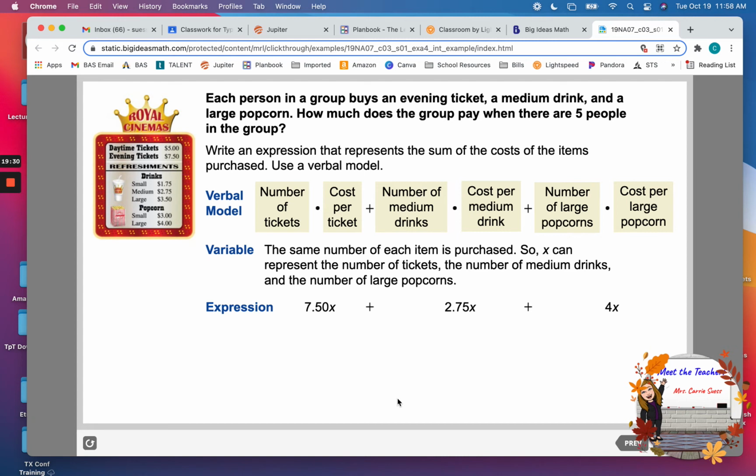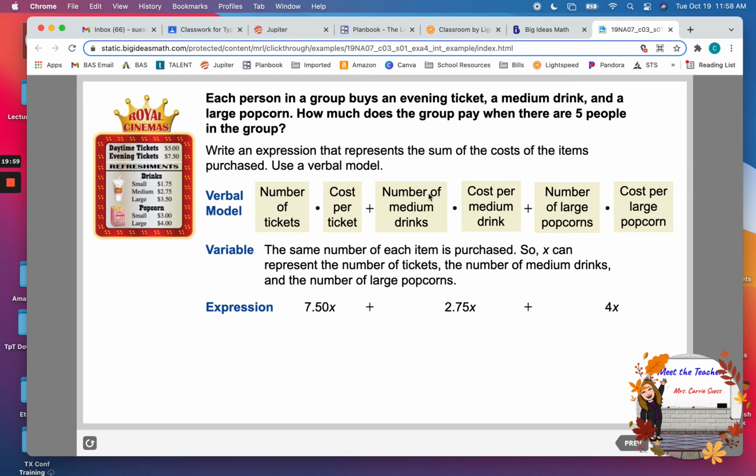Why is there $7.50? Because that's how much it costs. Oh, we don't know how many tickets yet. That's right. I apologize. So we're writing the cost on here. The cost of a ticket is how much? $7.50. Evening tickets, $7.50. Okay? Times x, which is the number of people. Yes, we do know the number of people, but that's for at the end.